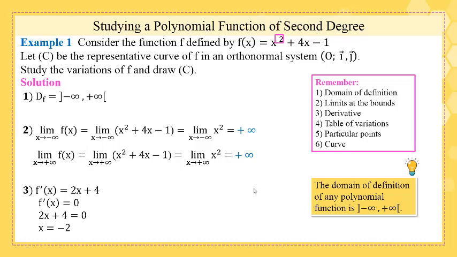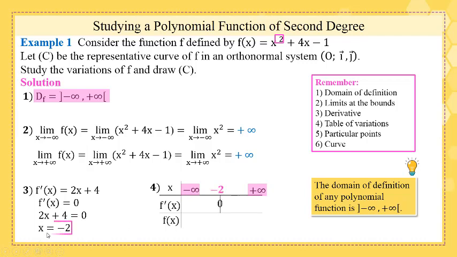The fourth step is to set up the table of variations of f. The domain of definition equals minus infinity, plus infinity. So we will write here minus infinity, plus infinity. The root of f prime of x equals minus 2. So we write it here. The sign of f prime of x is as follows, since f prime of x is a polynomial of degree 1 and the coefficient of x is positive.